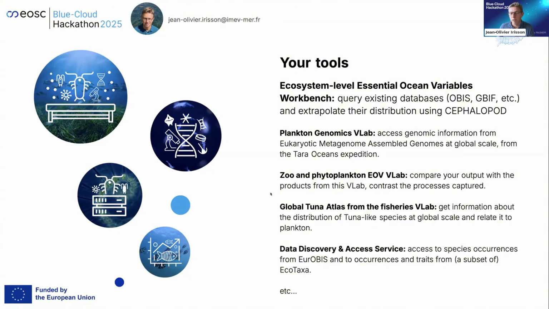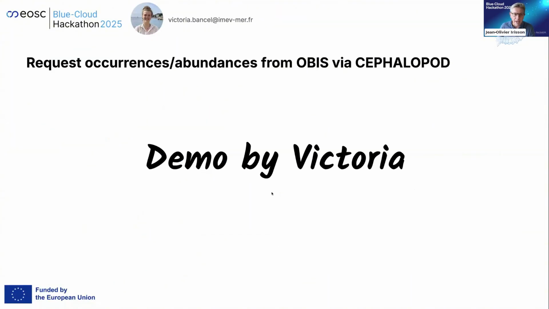In the following, what we'll do is show you a few of these tools, focusing on getting data that you would then be able to extrapolate with the tools that were presented yesterday. The first one is how to use Cephalopod, the same tool as yesterday, to query data occurrences from OBIS. And this is a movie which hopefully you will be able to hear.